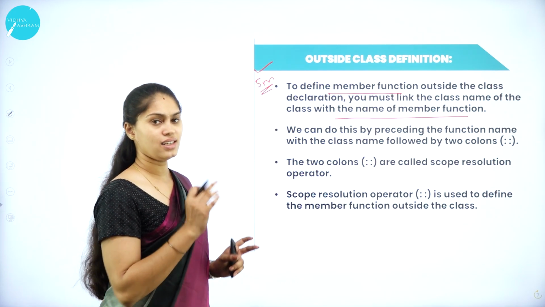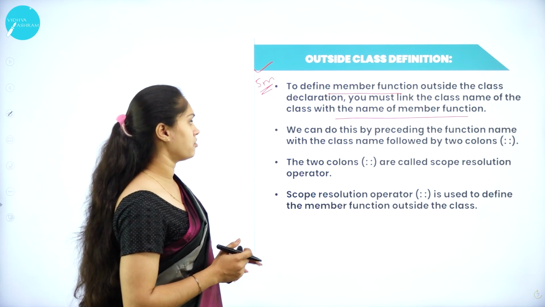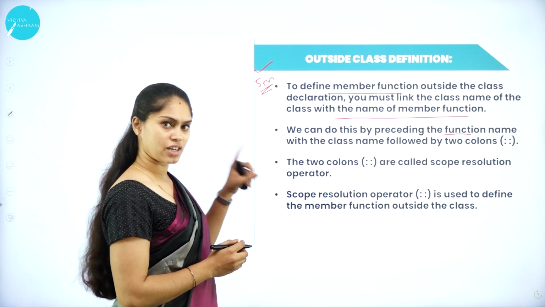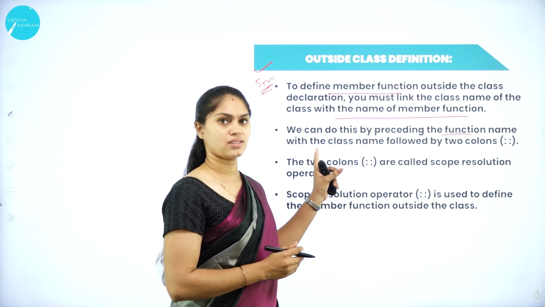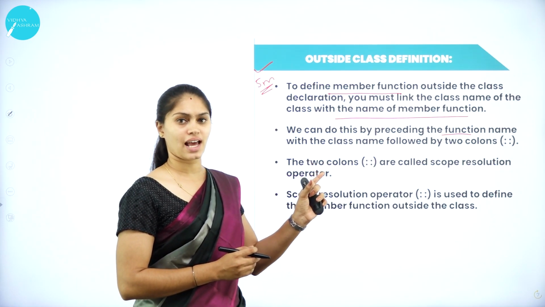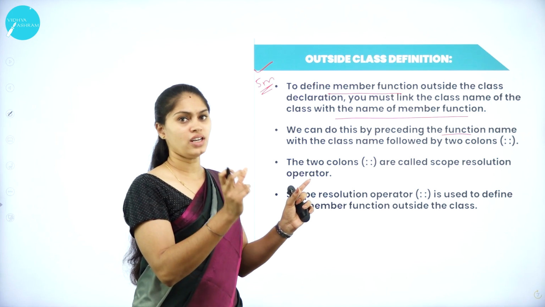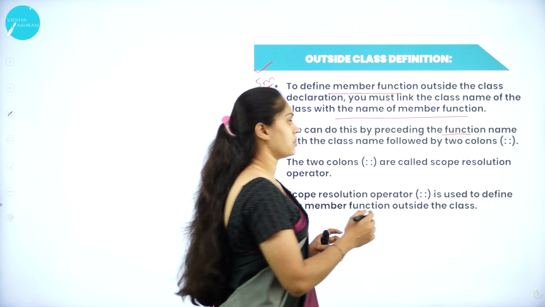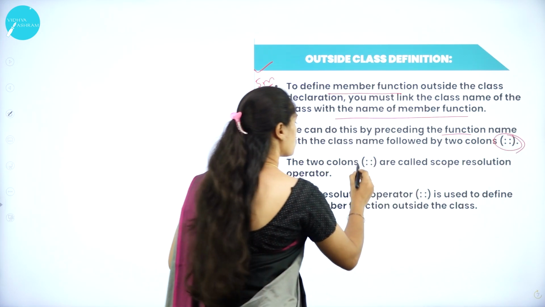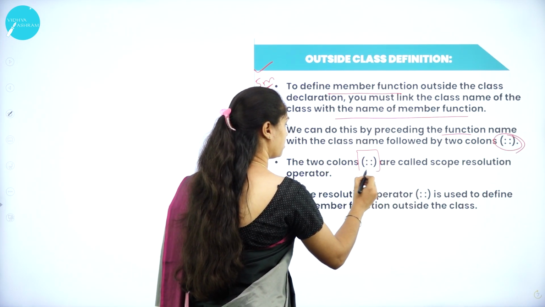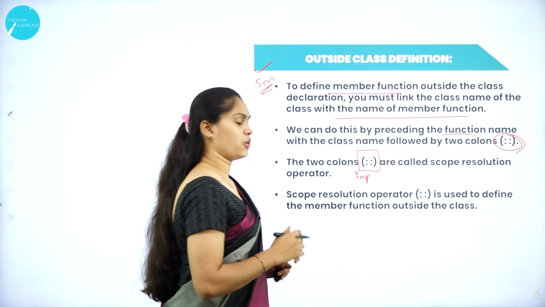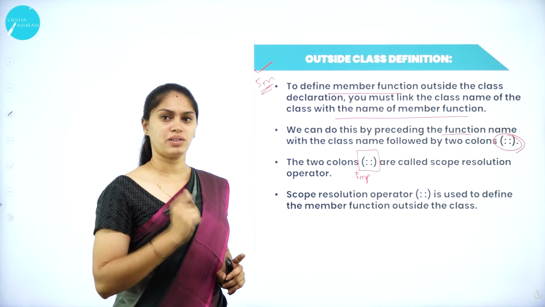How can I link the class with a member function? With the help of the member function with a class name. The function must be preceded by the class name. There must first be a class name, that must be followed by what? The function name, and that must be followed by 2 colons. Those 2 colons are nothing but the scope resolution operator. Very, very important topic. And you can also expect this question for 1 mark.